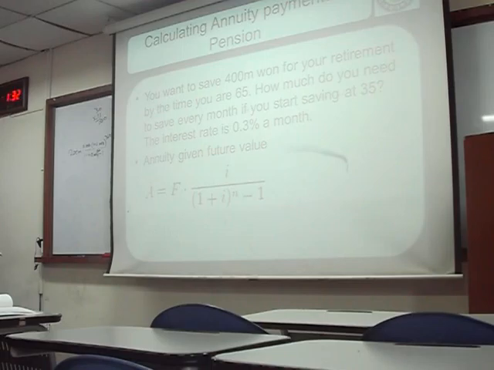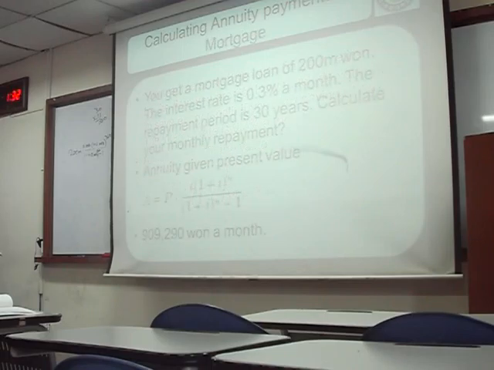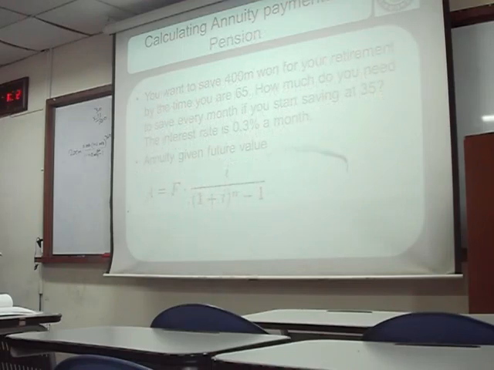This one is for your pension. Do you want to have a pension? Annuity payment is common for the pension. So you want to save 400 million won for your retirement. Do you think that's enough? How much do you need to save every month if you start saving when you're 35?